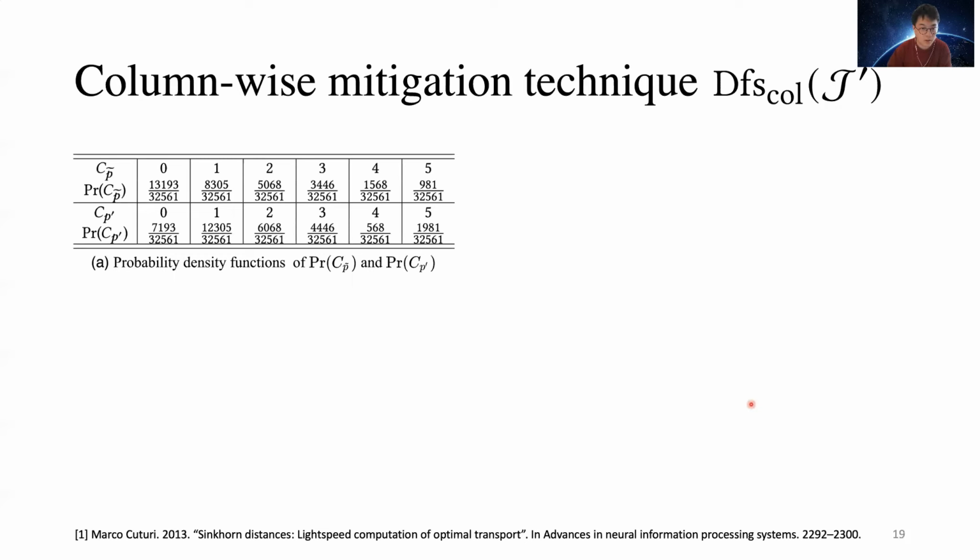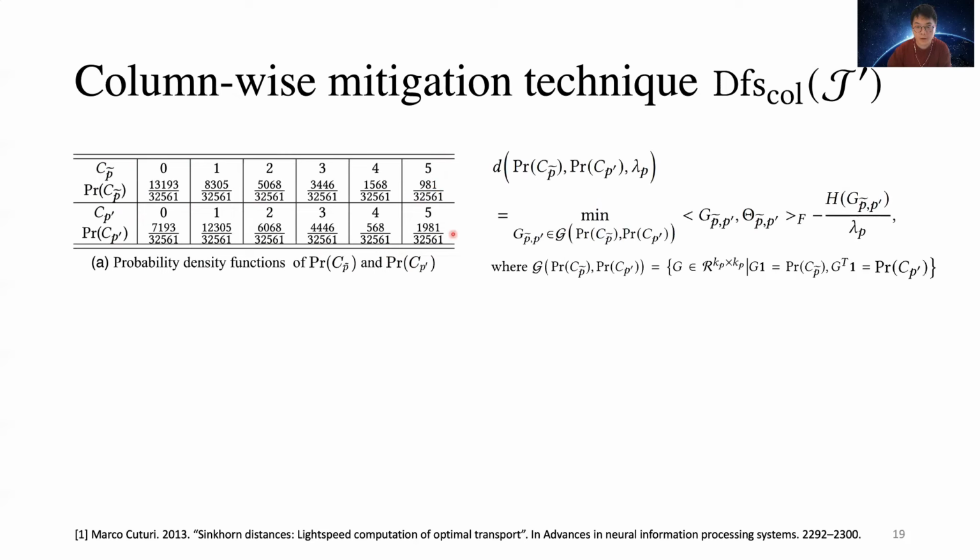So let me explain the idea using a toy example. In this table, the first row is the marginal distribution of some attribute after fingerprinting, and the second row is the ground truth marginal distribution. So we want to manipulate or change the first PDF to look like the second one. This is done by solving this optimization problem.